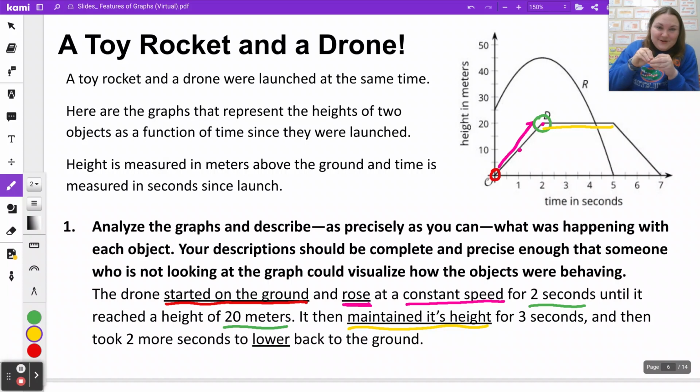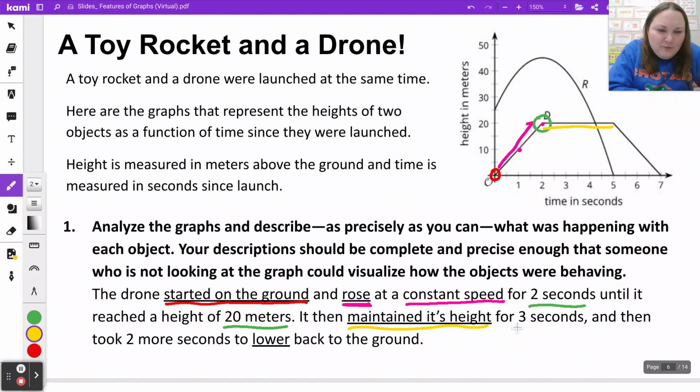Or the person controlling the drone could have had it go up and then maybe had it move forward in the air. And so if it's moving forward in the air, it's maintaining that same height. It's staying at that height of 20 meters. So you might have said it stopped or it stayed in the same spot at 20 meters, or you could have said it was moving forward at 20 meters. It's hard to really know from what we're looking at on our graph. I use the word maintain its height for 3 seconds.